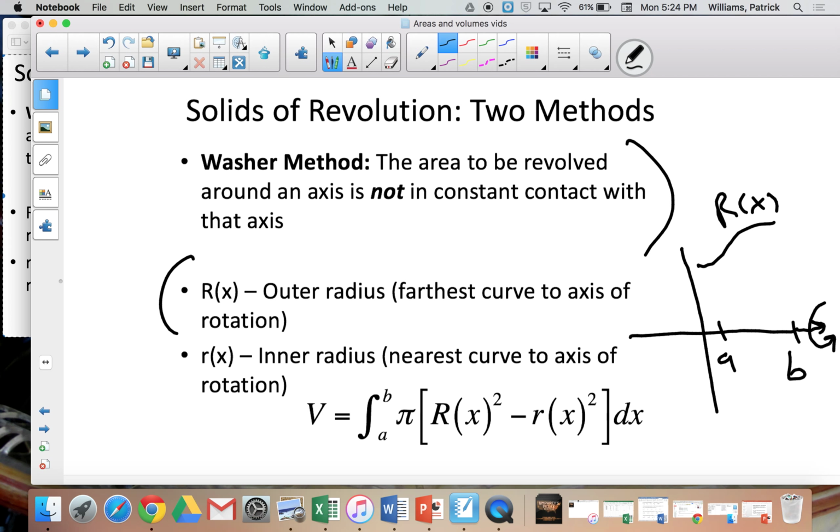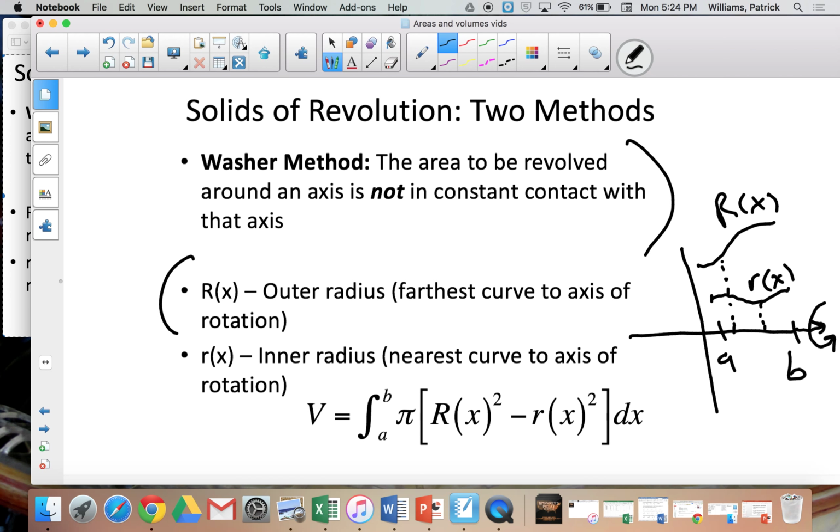Our outer curve would be this, because that's the furthest distance from that point, and I should probably draw the inner curve first before I describe this stuff, but our inner curve would be that guy right there because it's the smallest distance away from our axis of rotation. Okay, so that's how you can define the outer curve and the inner curve, and then you're basically just applying this formula to figure out the volume using the washer method.